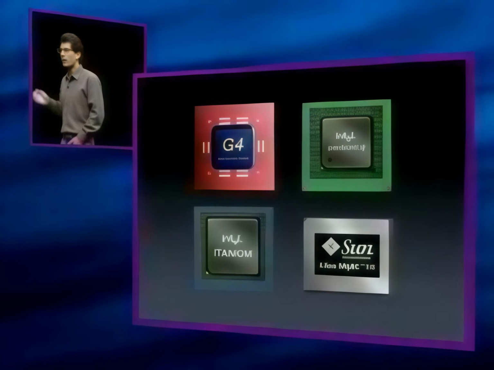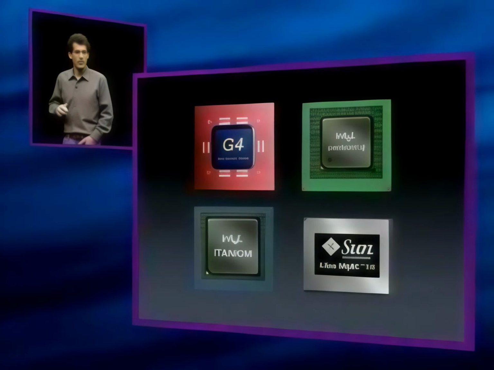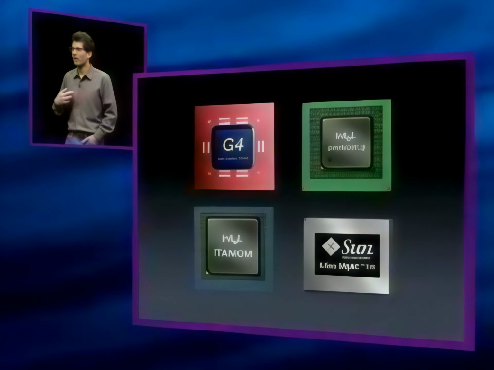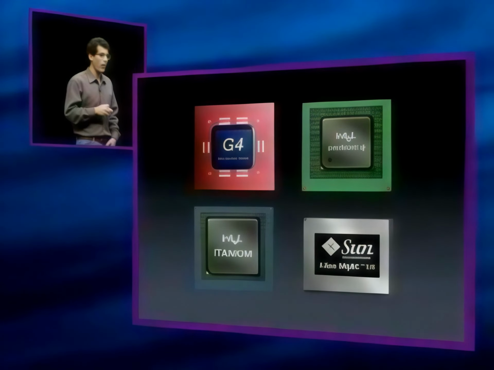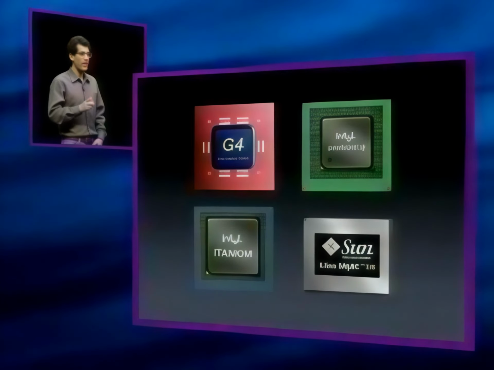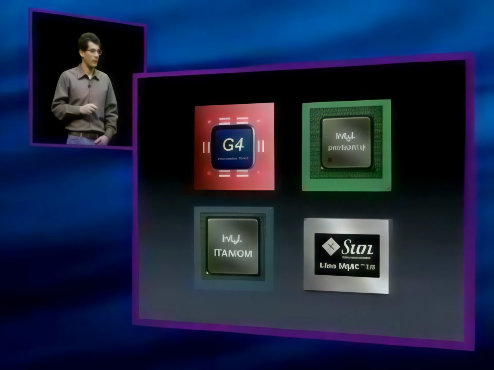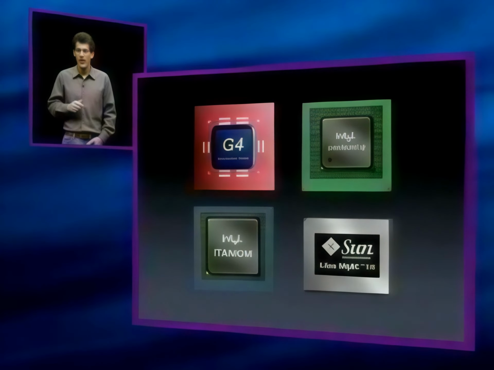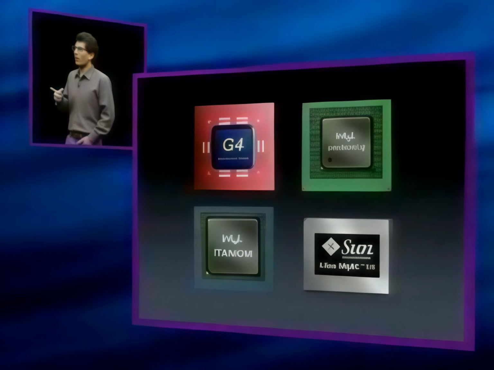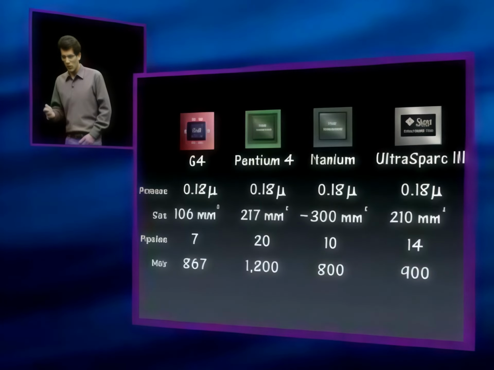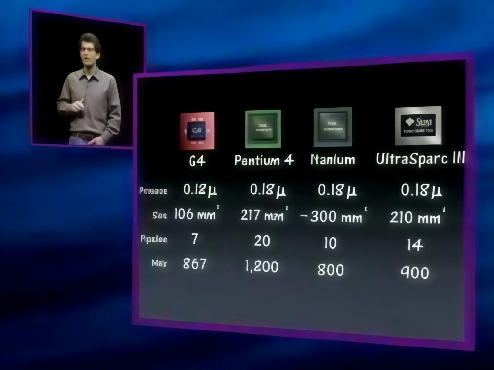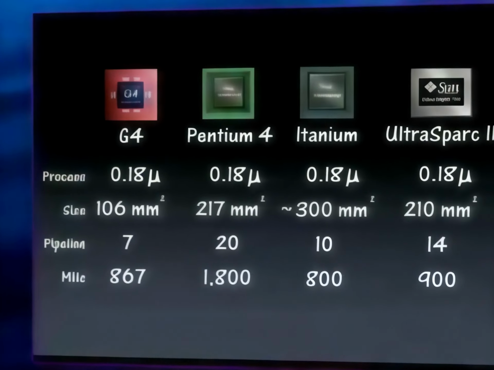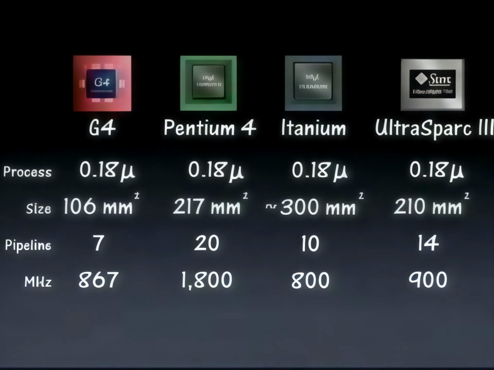So let's look at some examples of this. Here are the 4 leading processors in the industry today. The PowerPC G4, my personal favorite, the Pentium 4, Intel's next generation 64-bit architecture, the Itanium, and Sun's latest Sparc processor, the UltraSparc 3. We can compare several characteristics of these processors. We can look at the process, the size, the number of pipeline stages, and how many megahertz they run at.